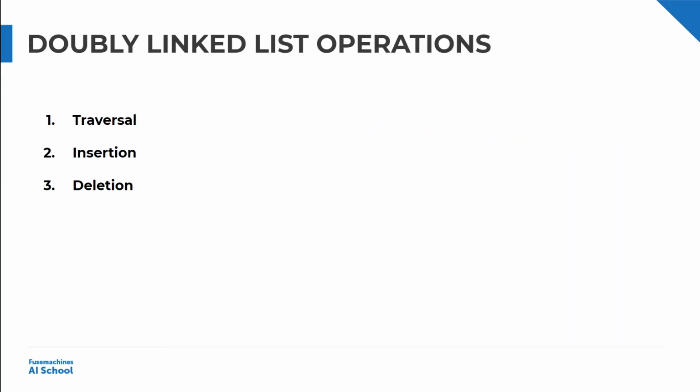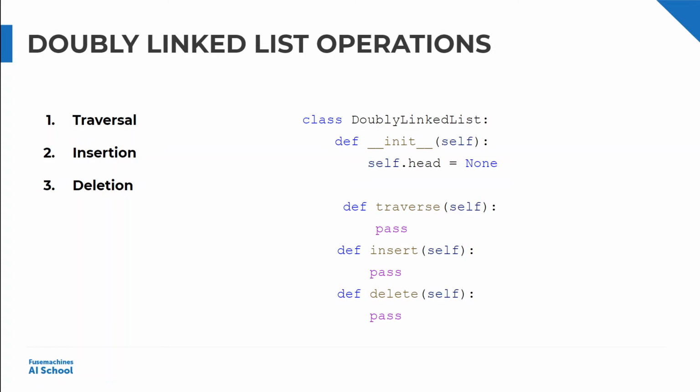Like singly linked lists, there are three basic operations in a doubly linked list. You can traverse the doubly linked list, which means you can sequentially explore the items of the list. You can also insert and delete items. This is the class definition of the doubly linked list. Now let's look at how we can implement some of these operations.